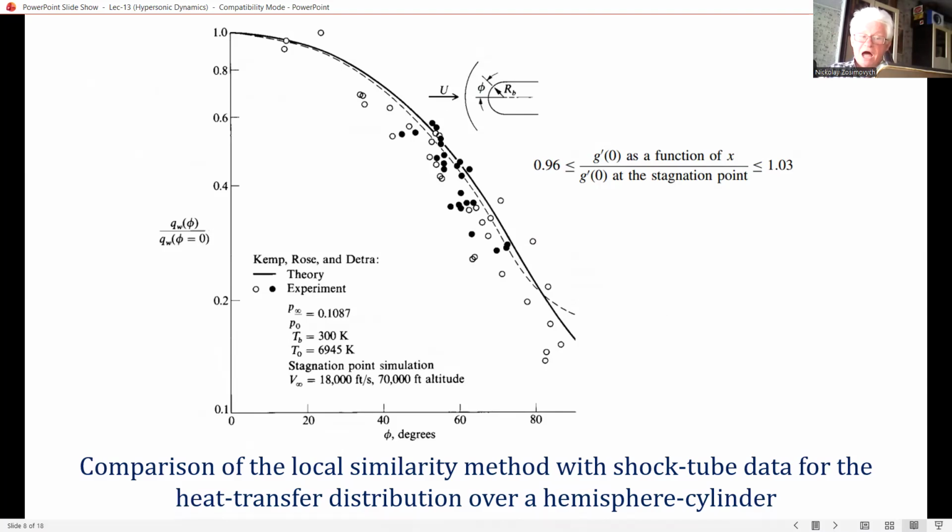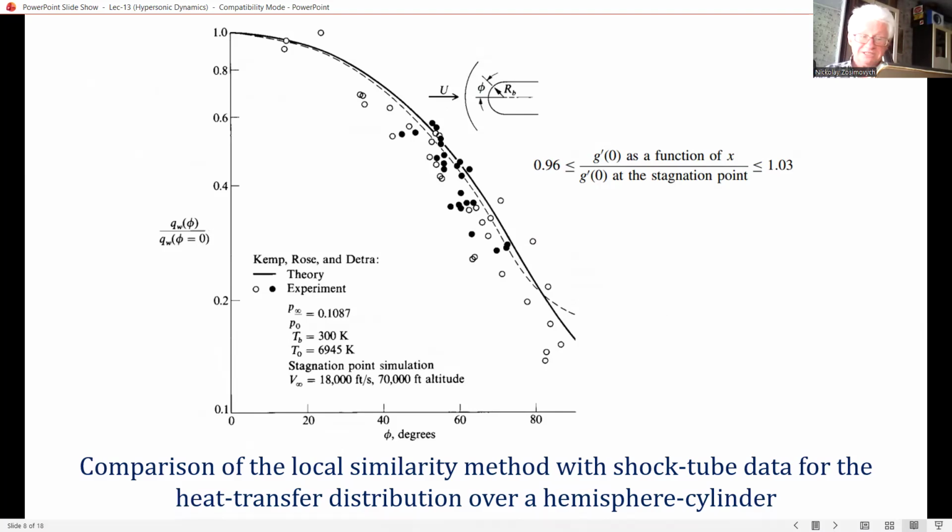Recall, only low supersonic Mach numbers can be produced in a shock tube, but the actual stagnation enthalpy and pressure can be directly simulated. These symbols in this figure denote the shock tube data, and the curve represents the local similarity calculation. Considering the scatter of the shock tube data, the local similarity method compared well with the experiment.